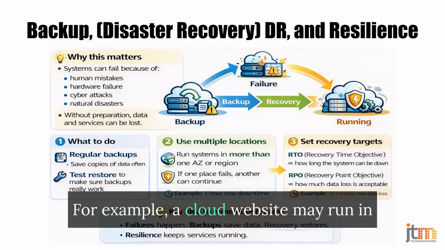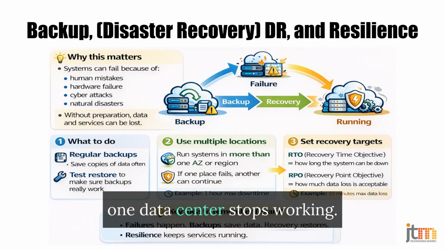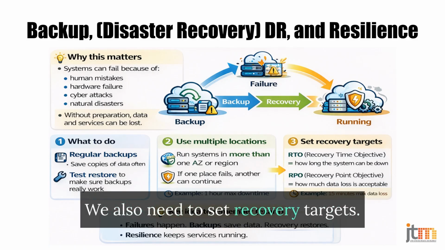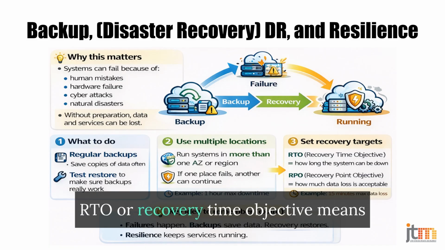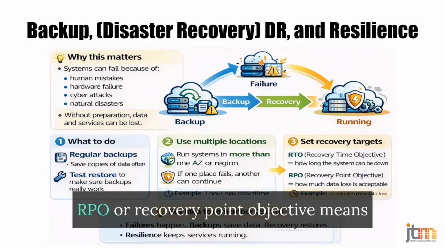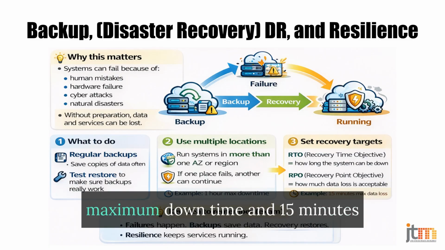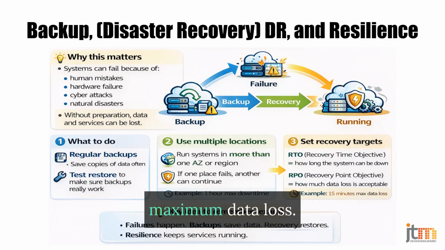For example, a cloud website may run in 2 regions, so users can still access it if one data center stops working. We also need to set recovery targets. RTO, or Recovery Time Objective, means how long the system can be down before it must recover. RPO, or Recovery Point Objective, means how much data loss is acceptable. For example, a company may set 1 hour maximum downtime and 15 minutes maximum data loss.